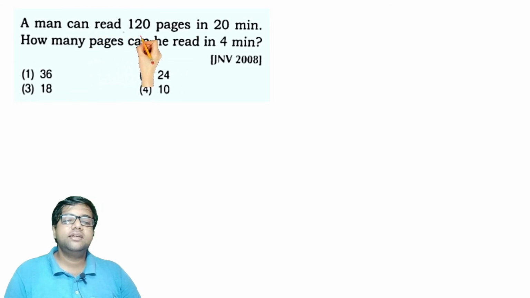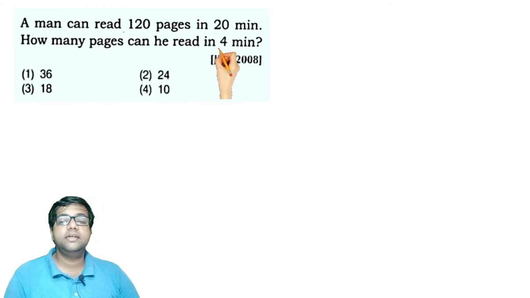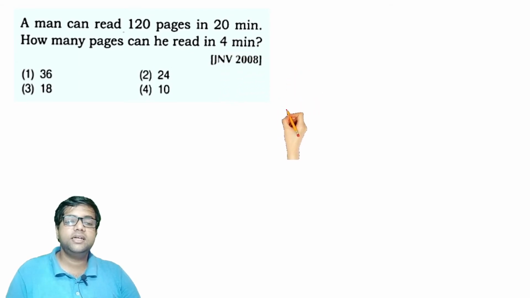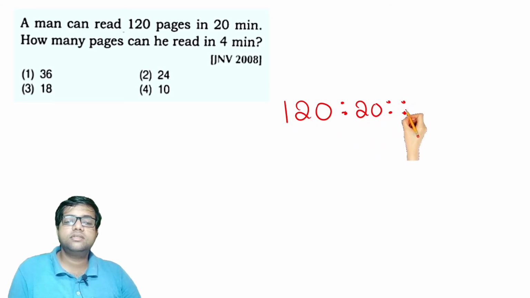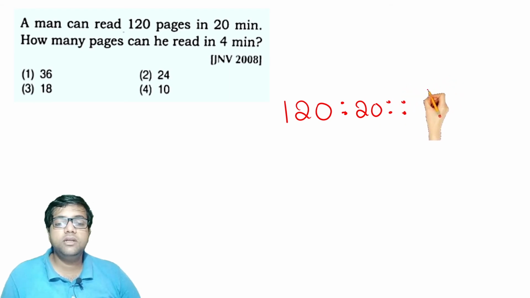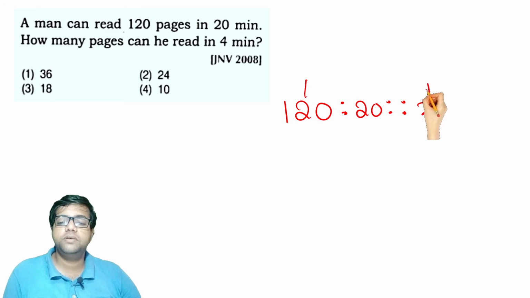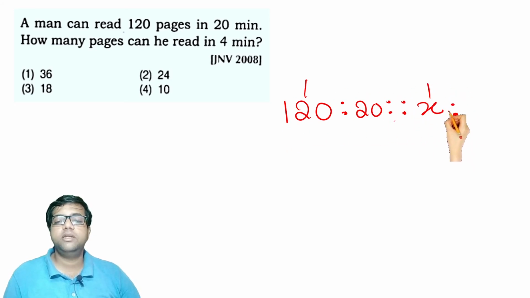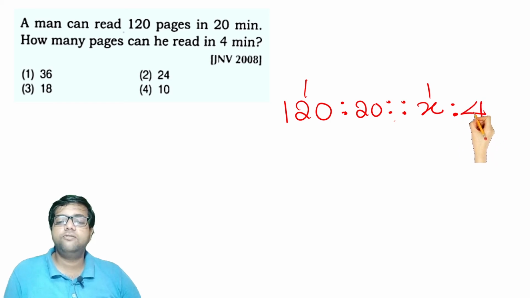A man can read 120 pages in 20 minutes. How many pages can he read in 4 minutes? So he can read 120 pages in 20 minutes, and at the same speed we want to know how many pages he can read in 4 minutes. We don't know the pages.